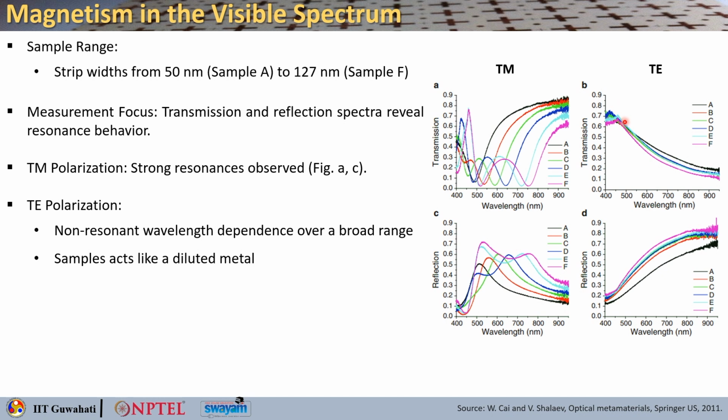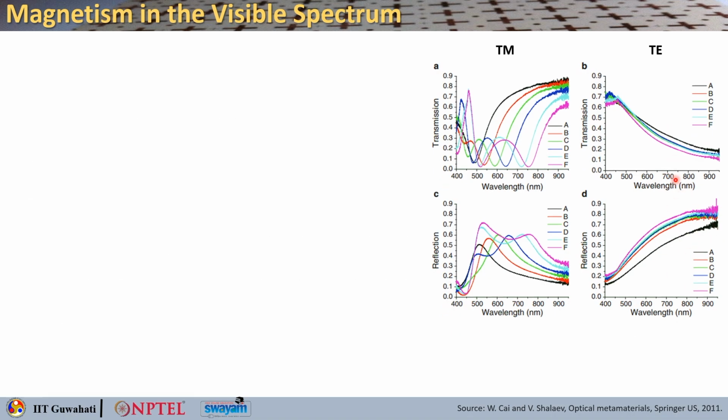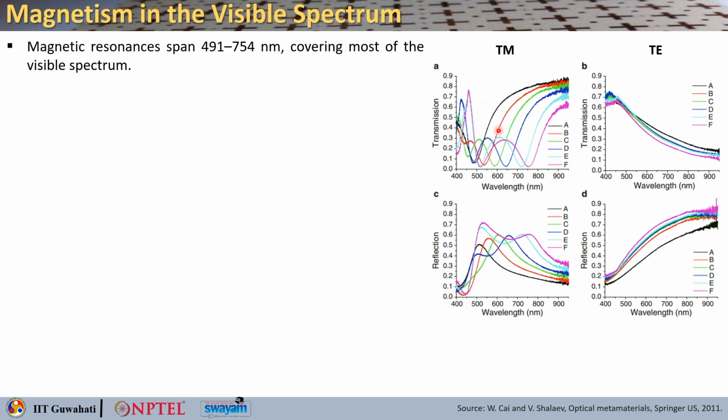So, it will look blue in the transmission mode, and in the reflection mode they will look red. You can observe that from here. Now, the magnetic resonances that you can see in the TM polarization case occur over a span of 491 to 754 nanometers. Typically from this graph you can see the resonance.